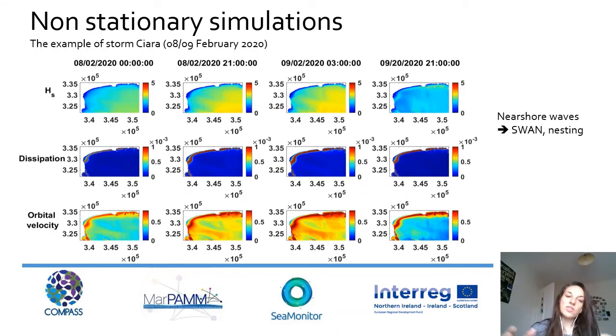Once you've done your offshore simulation, you have your nearshore data set, and you can extract that type of figures and look at the orbital velocity, the wave dissipation, and lots of different parameters inside the bay, and we can really see the propagation of the storm Ciara during this month in February.